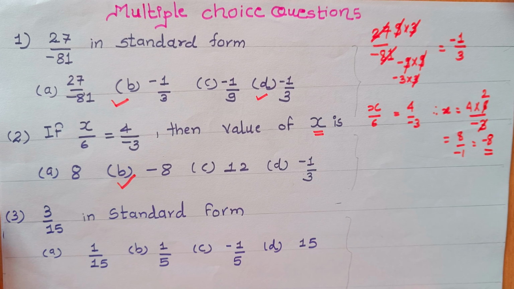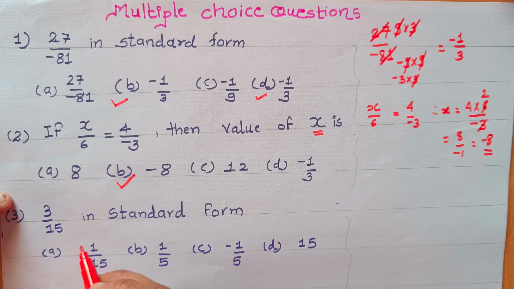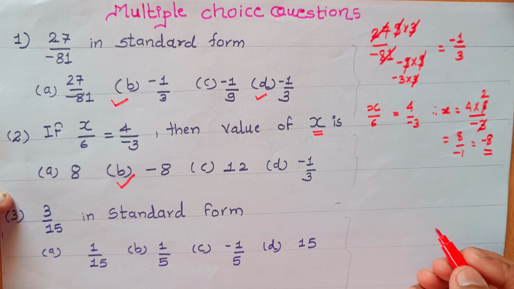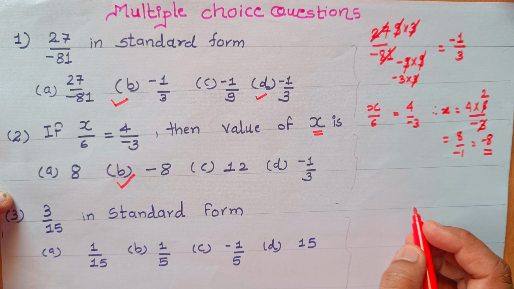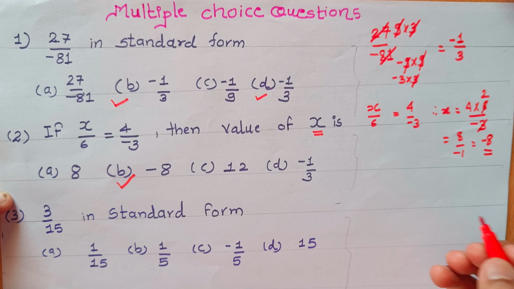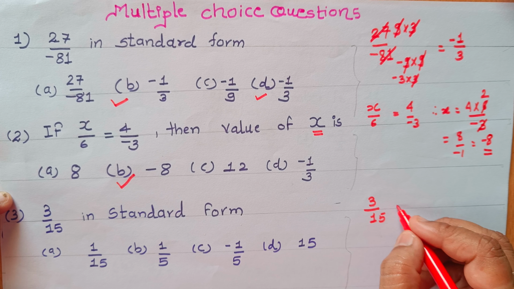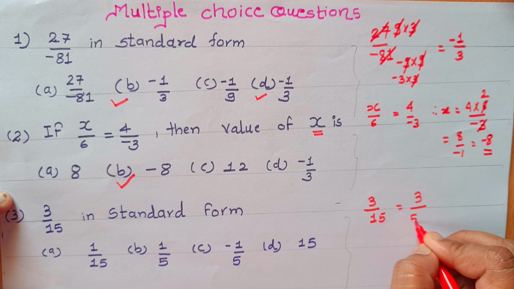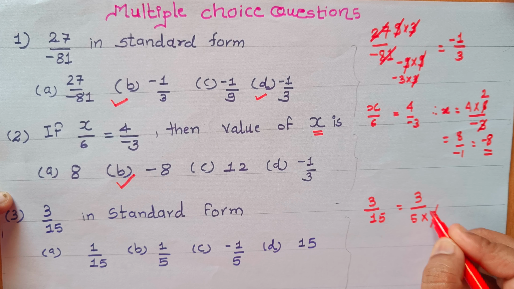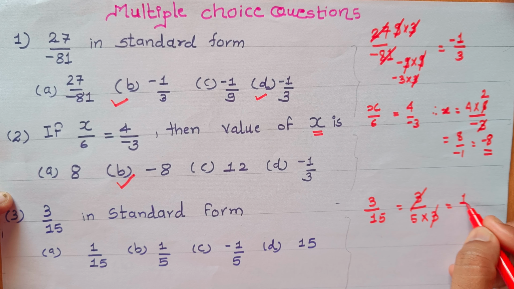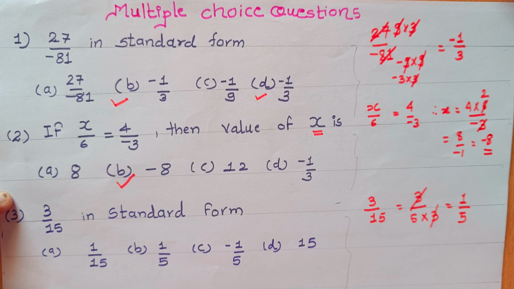Now, in the third MCQ, 3 by 15 in the standard form. Here, in 3 by 15, the common factor is 3. Now, for the standard form, the common factor of denominator and numerator is only 1. Therefore, 3 by 15 we convert into reduced form is equal to 3 divided by 5 multiplied by 3. 3 3 cut is equal to 1 by 5. So the standard form of 3 by 15 is 1 by 5. Our answer is B.